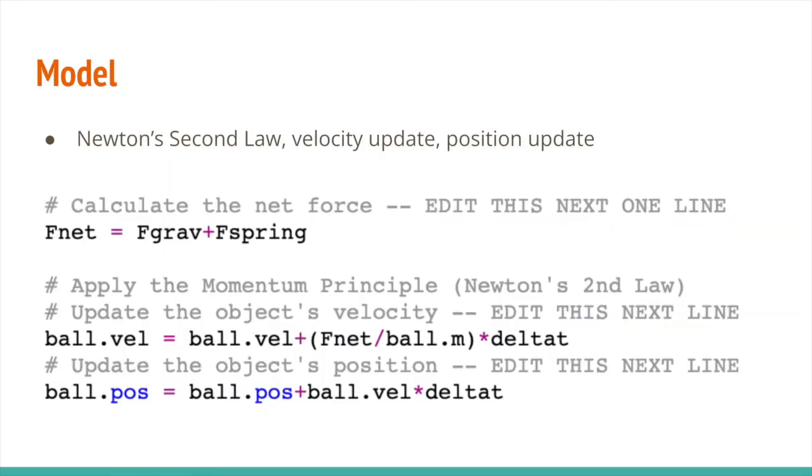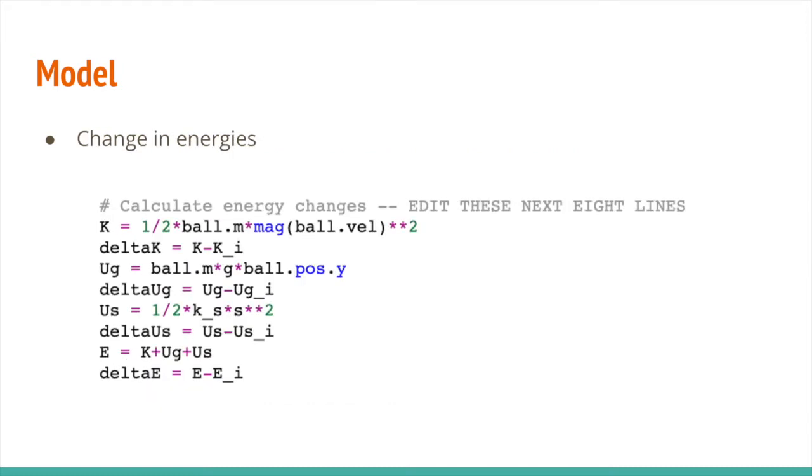For the computational model, the net force is given by the sum of the spring force and the gravitational force. Then Newton's second law is used to update the velocity and subsequently the position of the spring mass. To find the change in energies, the initial energy values for kinetic, gravitational, spring, and total energy are calculated. In the calculation loop, the initial value is subtracted from the current energy value to monitor its change.